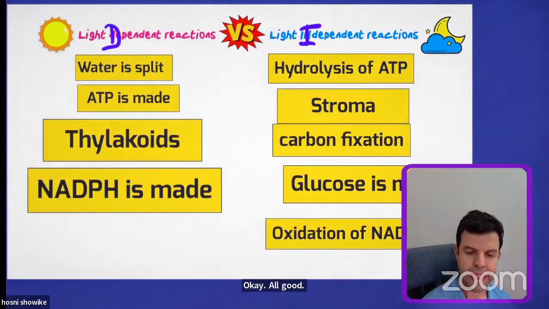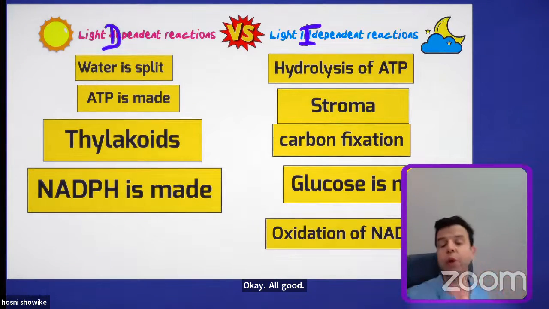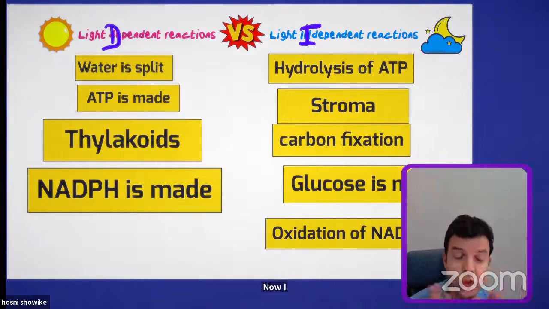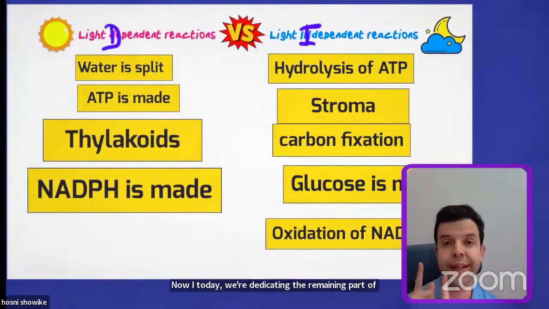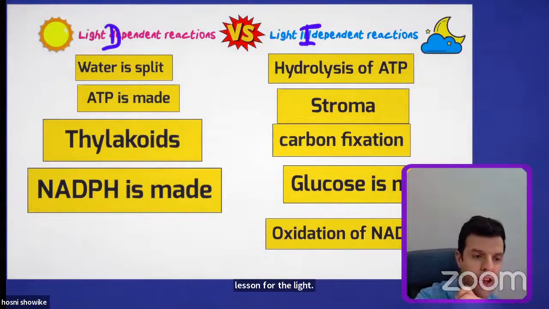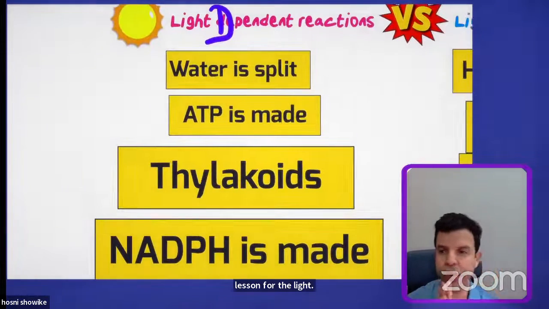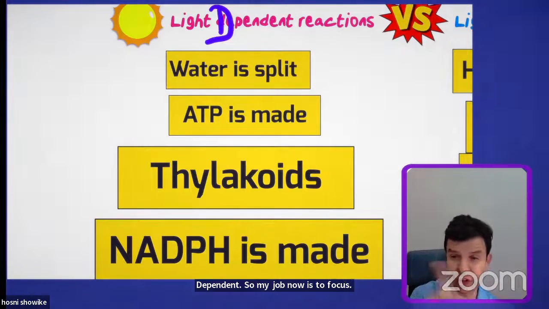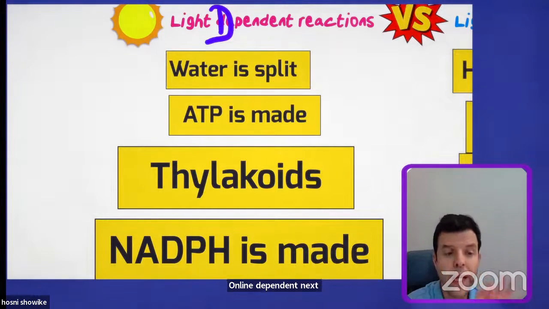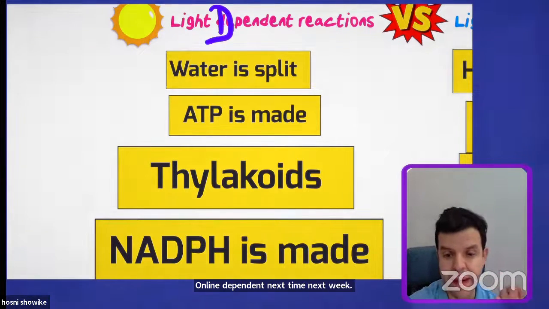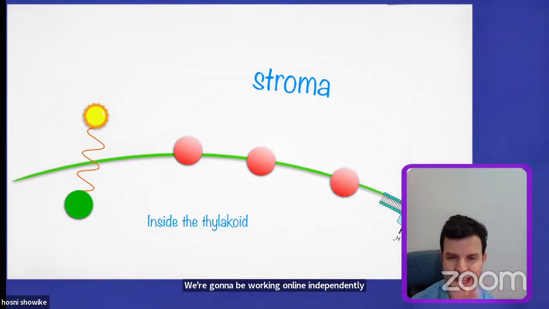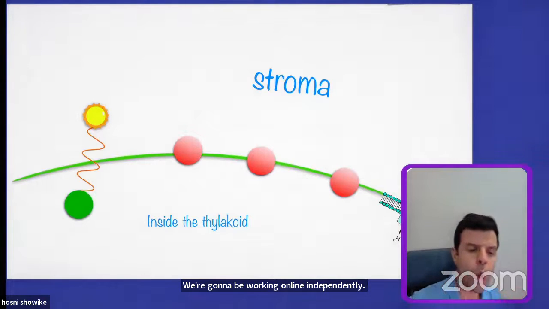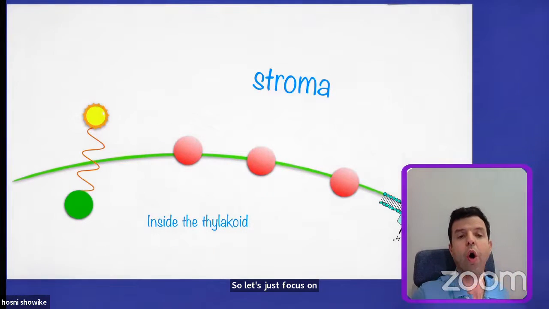Right. Now, today we're dedicating the remaining part of today's lesson to the light dependent reactions. So my job now is to focus on light dependent. Next week, we're going to be working on light independent. Okay? So let's just focus on what happens on the thylakoid.